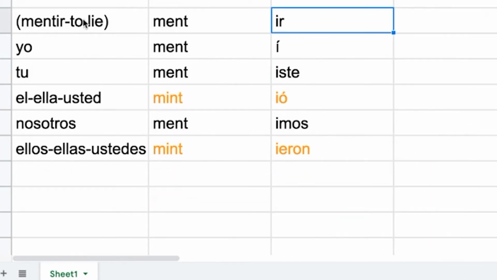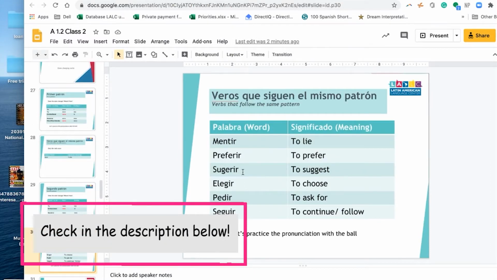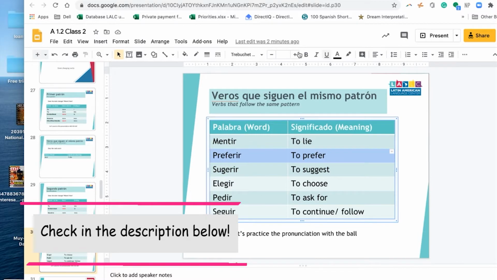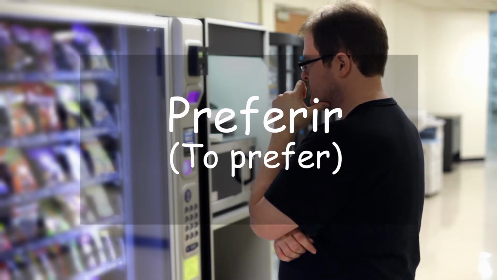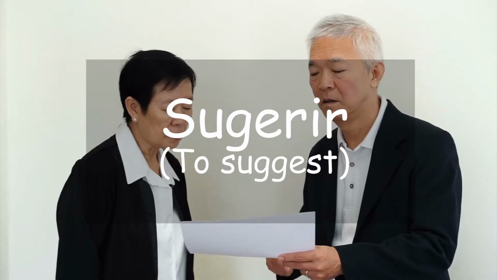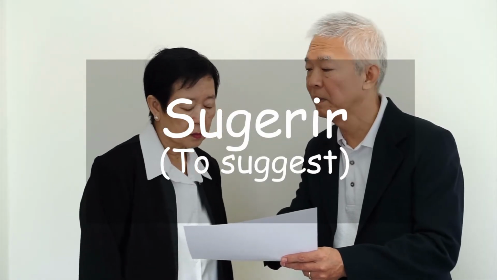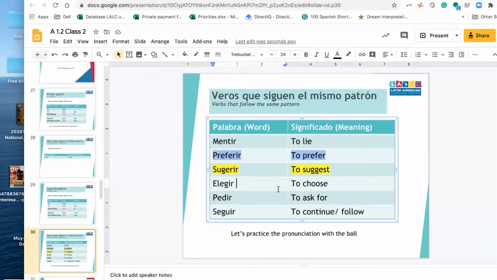But I'll recommend maybe to learn the vocabulary of these guys. So I want you to study preferir, please. Preferir means to prefer, so I feel like it's important. Today is a lovely day of summer here in Chicago, so it's amazing. Okay, so to prefer, sugerir, to suggest, please study. I'm gonna put it in the notes anyways, and if you click in the link below, I can send you the notes if you want to.